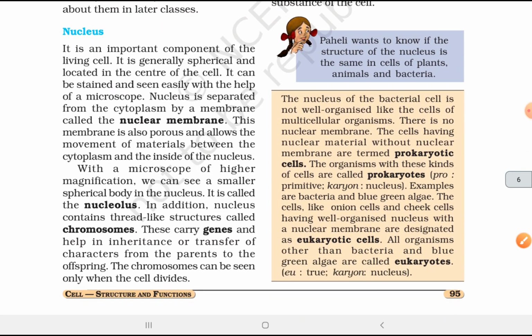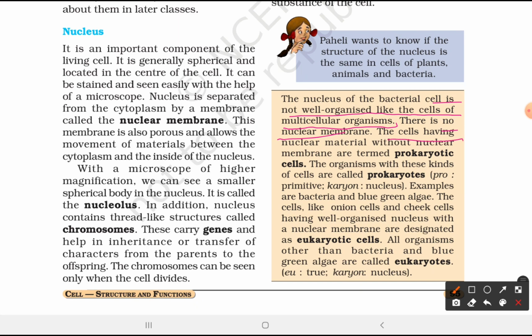Paheli wants to know if the structure of nucleus is the same in the cells of plants and animals and bacteria. The nucleus of a bacterial cell is not well organized like cells of multicellular organisms. There is no nuclear membrane. The cells having nuclear material without nuclear membrane are called prokaryotic cells. The organisms with these kinds of cells are called prokaryotes. Pro means primitive, karyon means nucleus. Examples are bacteria, blue-green algae.